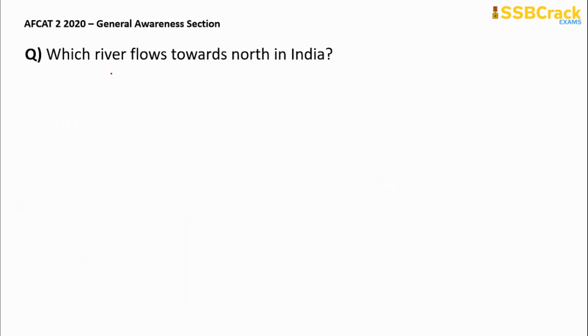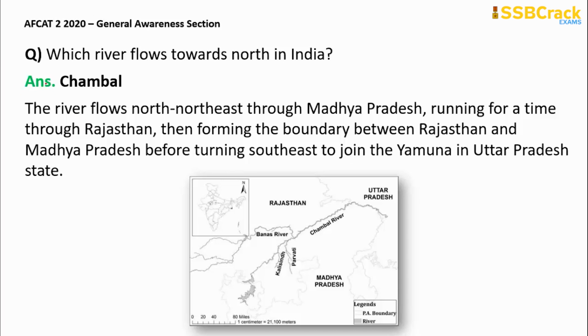Next question is, which river flows towards northern India? The correct answer is Chambal. You can see here, this is the map of Madhya Pradesh, and this is the Chambal River. It flows in a northeast direction through Madhya Pradesh, and it runs for a time through Rajasthan, forming the boundary between Rajasthan and Madhya Pradesh. There is also one more river, the Narmada. It also flows north, but in the question there was no option of the Narmada.